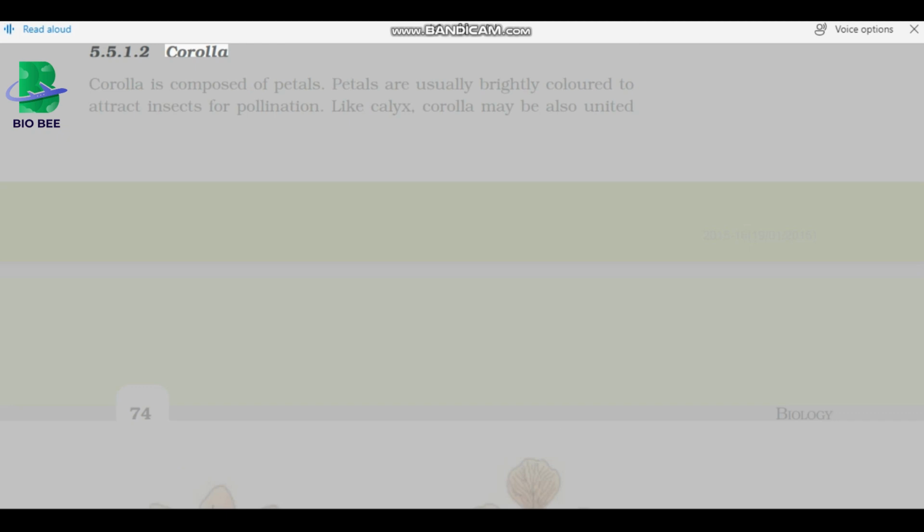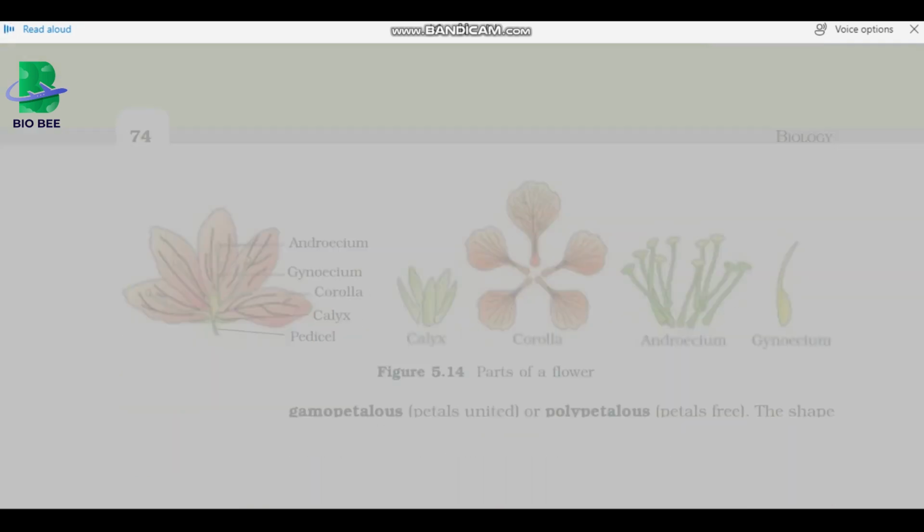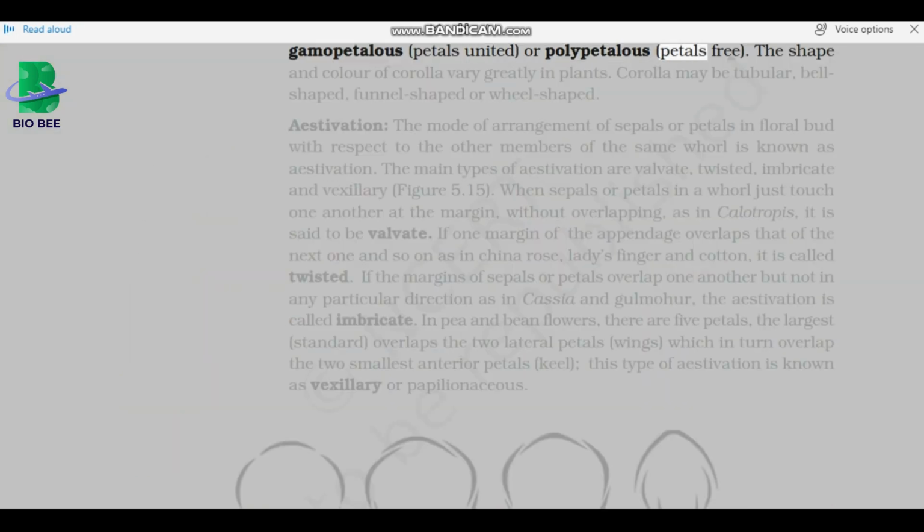Corolla. Corolla is composed of petals. Petals are usually brightly colored to attract insects for pollination. Like calyx, corolla may be also united, or polypetalous, petals free. The shape and color of corolla vary greatly in plants. Corolla may be tubular, bell-shaped, funnel-shaped or wheel-shaped.